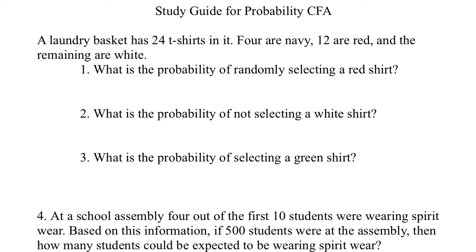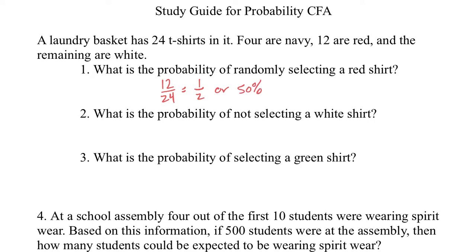A laundry basket has 24 t-shirts in it. 4 are navy, 12 are red, and the remaining are white. What's the probability of randomly selecting a red shirt? Well, let's see. How many are red? 12. So 12 out of the 24. That's one half. You could say one half, or you can say 50%. Usually those are the two that we're looking for there.